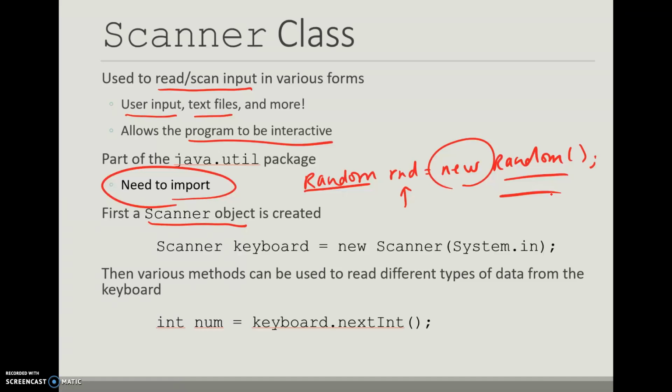We see similar syntax here. First we see Scanner, which is the class name. Then keyboard, which is the variable name. The word new tells me I'm making a new object, and then I see my constructor call. Notice that this constructor call has an input parameter; our Random class did not. This input parameter tells us where I am going to be scanning from. Sometimes we'll scan from a file, in which case the parameter will be a new File. In this case, we are going to use System.in.